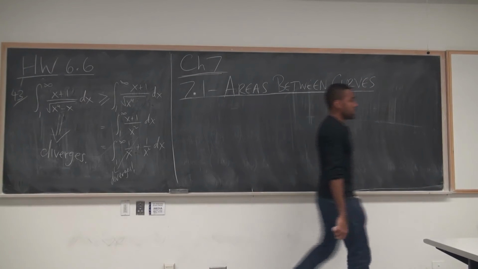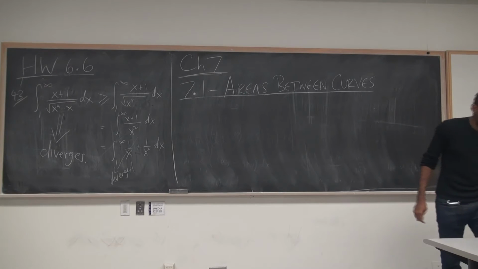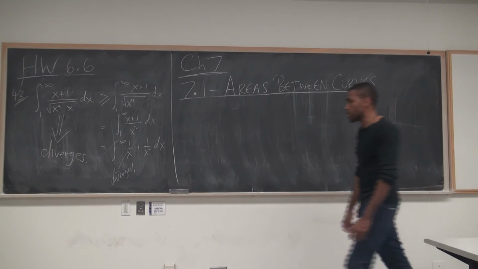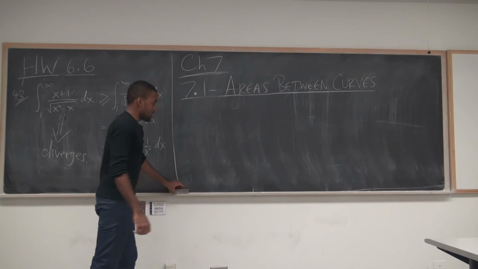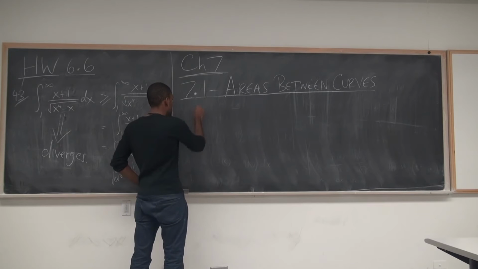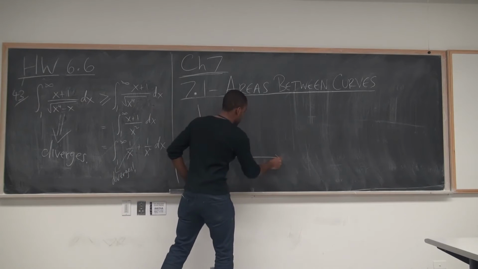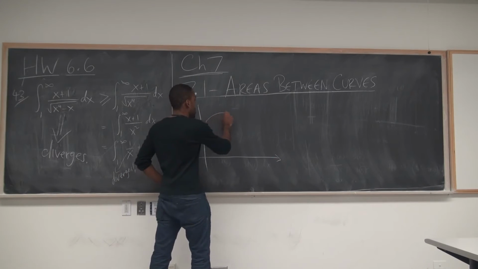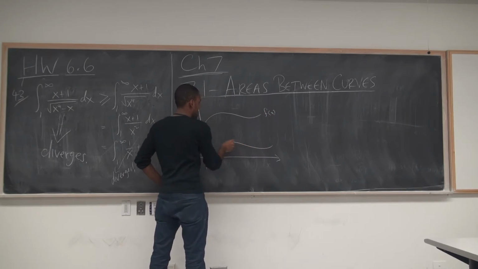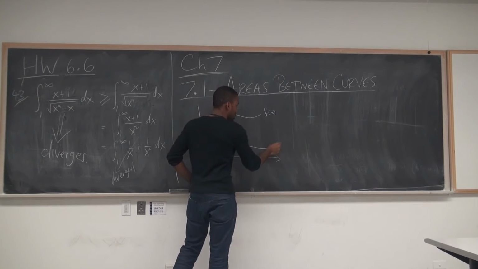In 7.1, we're going to look at areas between curves. I gave you the formulas here, but let's actually look at how this works. I just don't want to spend forever on this, just to get some intuition. So here's the problem. Here I have a function f. Here I have a function g.